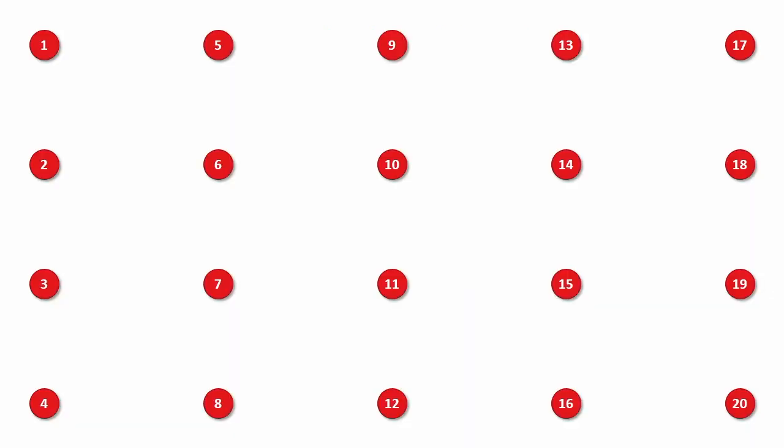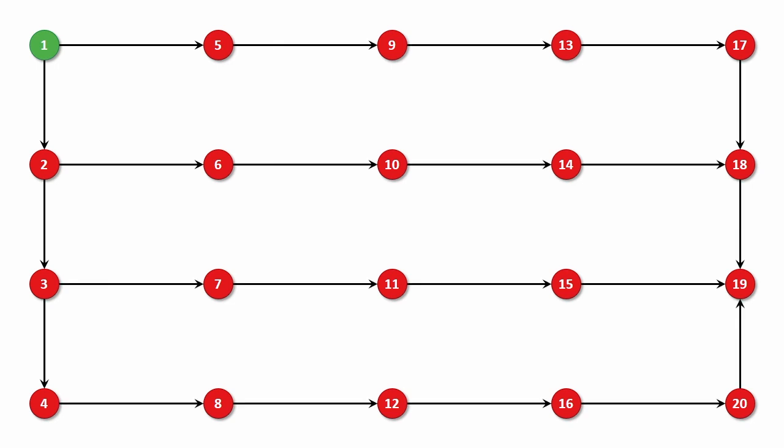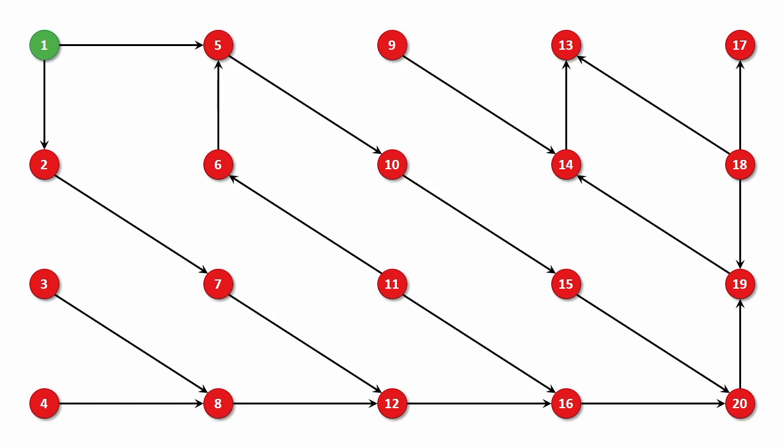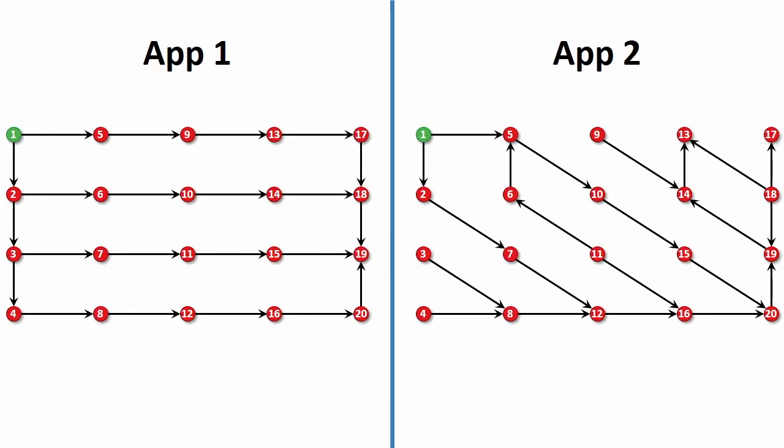I'll build a couple of graphs using these 20 nodes. The first node represents an app, and the rest of the nodes are the services that the app uses. These two edges indicate that the app directly calls two services. The service represented by node number 2 then calls two other services, and so on until we have a complete graph of the application. Here's a graph of a different app that also makes use of 19 services. So the question is, which app is more complex?